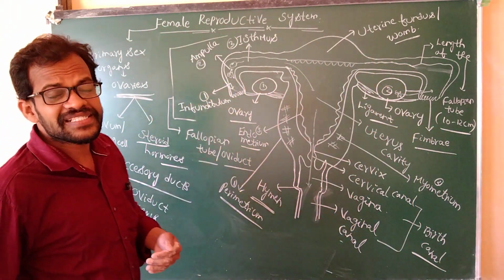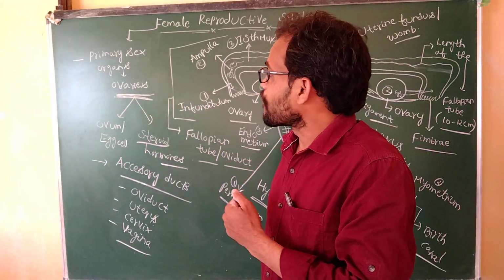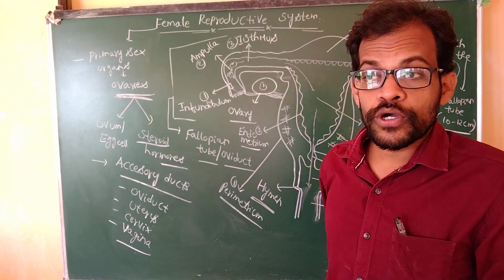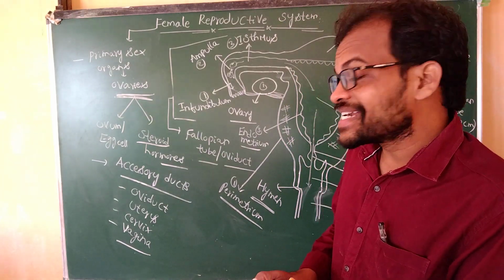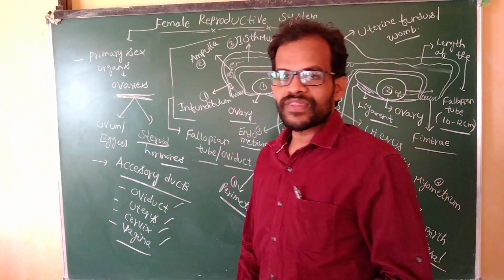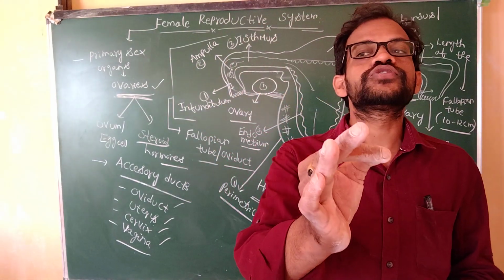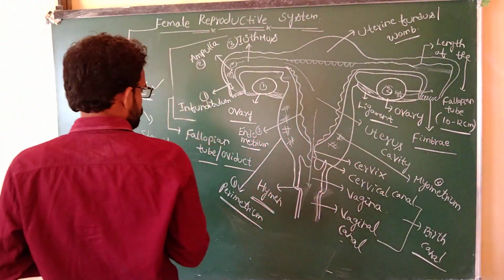The primary sex organs present in the female are the ovaries. What is the main function? To produce the ovum or egg cell. They also produce a number of steroid hormones. Other accessory ducts are also present: oviduct, uterus, cervix, vagina. Along with the ovaries and these accessory ducts, external genitalia are also present.